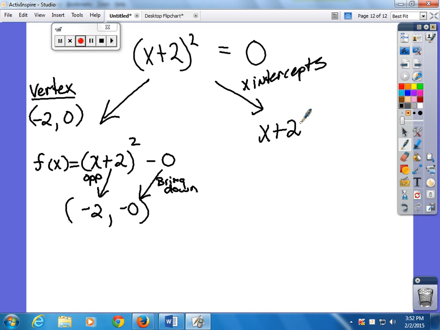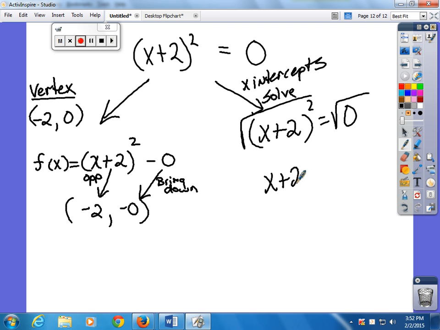(x + 2) squared is equal to 0. And now you just, what? Solve. So how do you solve? You got to take the square root of both sides. And that's x plus 2 is equal to positive or negative 0.